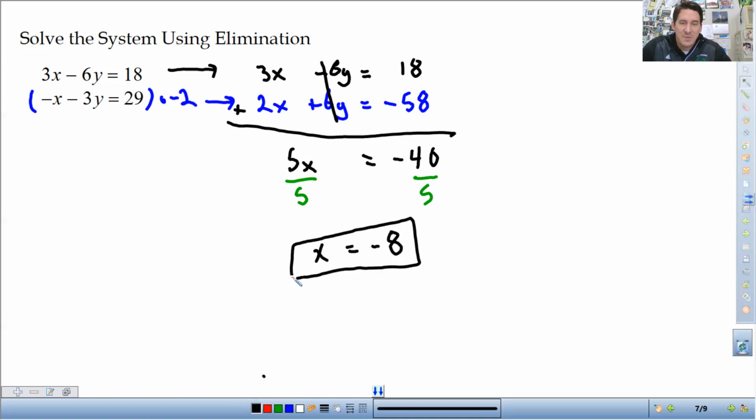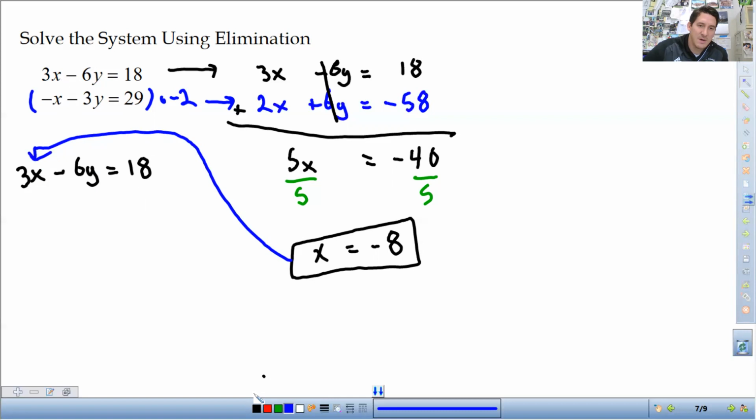So again, not done yet. We need to substitute into one of the equations, top or bottom. It doesn't matter. I'm going to use the top equation because, again, there's less negatives. All right, so I'm going to do 3x minus 6y is equal to 18. I'm going to take x equals negative 8, and that's going to go in for the x right here. So it's 3 times negative 8 minus 6y is equal to 18. Now just need to solve for y.